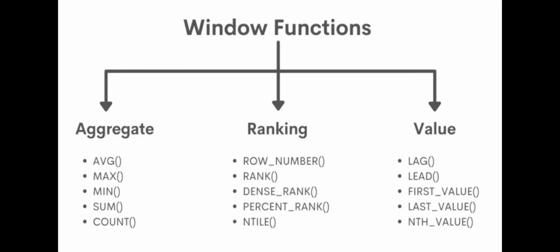In this video, we will discuss window functions. Based upon the functionality, we are classifying them into three types. First one is aggregate or group functions. Next one is ranking or analytical functions. Then value functions. So first we will go with aggregate functions.